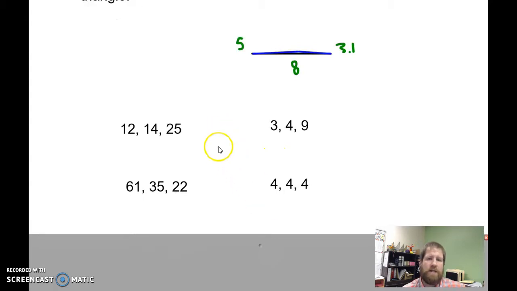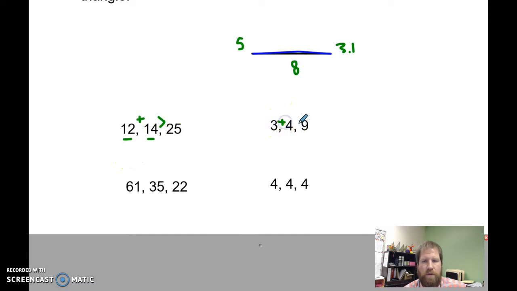Now the theorem states that it's any two side lengths, but really all we have to do is add the two shortest side lengths. Okay? If the two shorter side lengths are not larger than the largest side length, then it's not a triangle. If they are, it could be a triangle. Okay? So 12 plus 24 is 26, which is greater than 25. So this is a triangle.